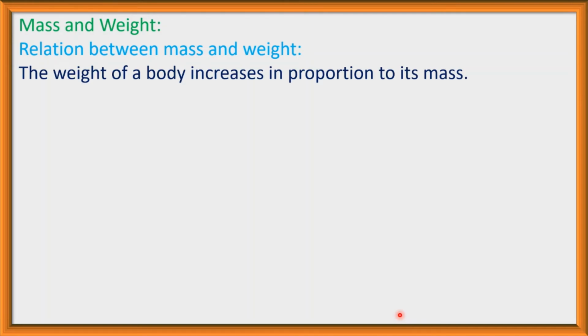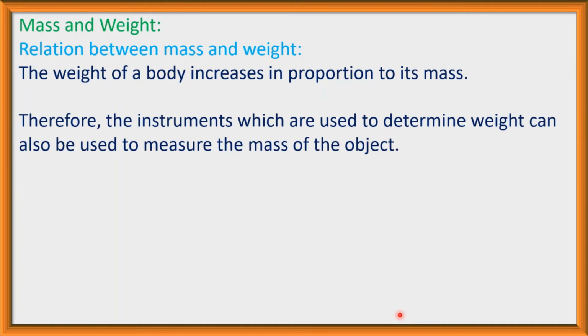The weight of a body increases in proportion to its mass. The weight of a heavier body is more than that of a lighter body. So if mass is increased, then weight will be increased. Therefore the instruments which are used to determine weight can also be used to measure the mass of the object.